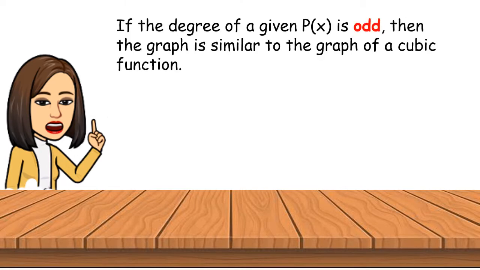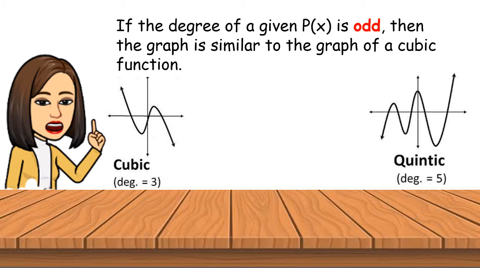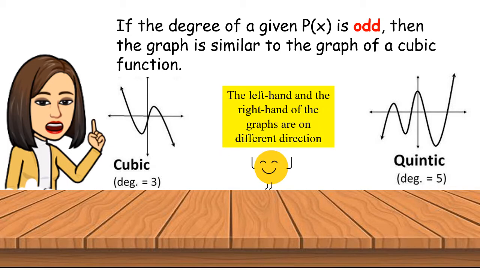If the degree of a given polynomial function is odd, then the graph is similar to the graph of a cubic function. This is a graph of a cubic function, while this is a graph of a quintic function, a polynomial function of degree 5. As you can see, the left hand and the right hand of the graphs are in different directions.